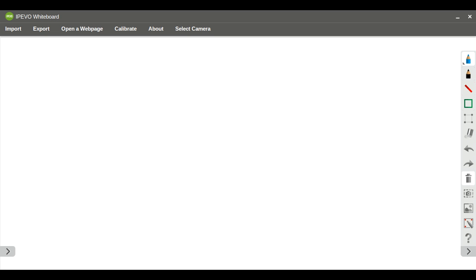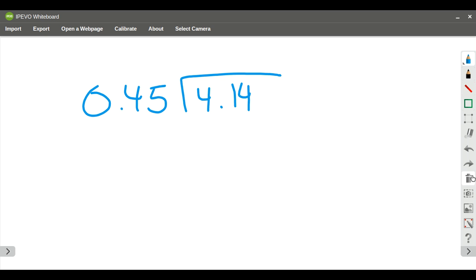The next problem I have is 45 hundredths that I am dividing into 4 and 14 hundredths. The first thing I do is look at how many places I'm going to move the decimal. I need to move the decimal 2 places, or multiply it by 10 to the second power. So the decimal moves 2 places to the right here, and then it gets brought straight up. Now I'm looking at how many times 45 goes into 414. Well, 45 can't go into 4. 45 cannot go into 41. So I have to look at how many times 45 goes into 414.